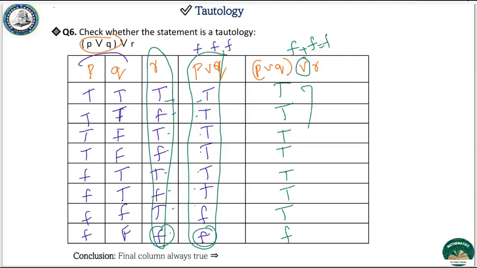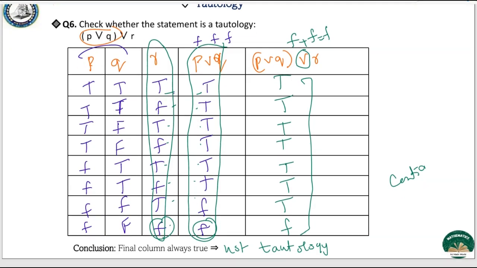So since it is a mixture of both, it is not a tautology. If it is both true and false, then it is called a contingency. If the last column is a mixture of T and F, it is called a contingency.